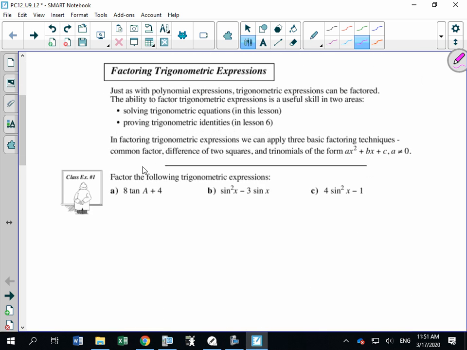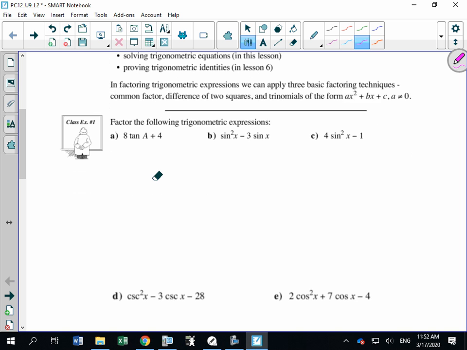So in class example number 1 they just want you to factor all of these questions, and even though we've never factored with sine, cosine, and tangent, it is going to apply the same way as the factoring rules that we learned in 10C and 20-1. What I'm going to do is take tan of A and replace that with a variable. So I'm going to say, okay, let y equal the tan of A.